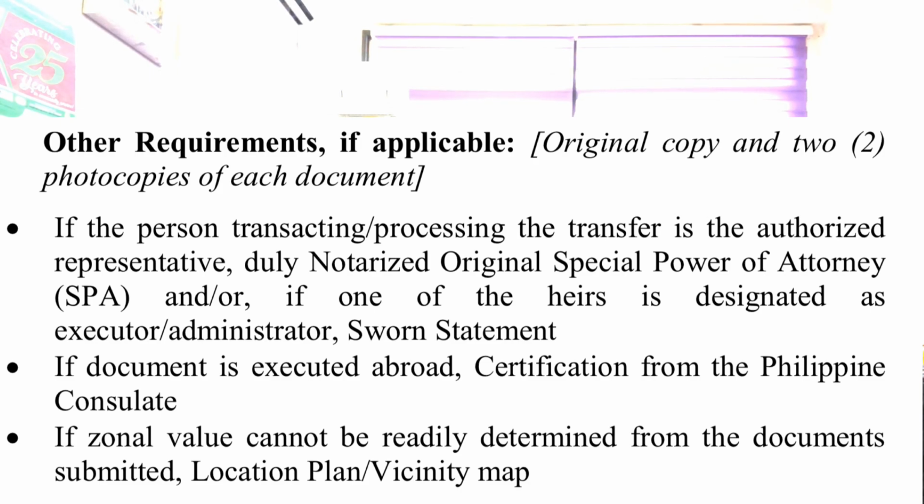Now, if the zonal value cannot be readily determined from the document submitted, then you may also be required to submit a location plan or vicinity map, to identify where the property is located for purposes of determining the zonal value of that particular property. So, I guess that ends our discussion for the procedure in filing for estate tax amnesty return.